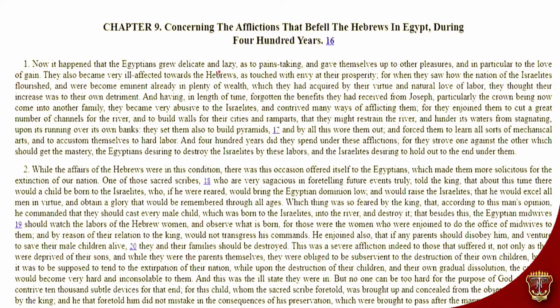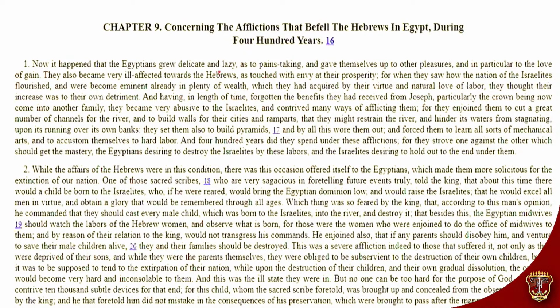Read on. But as it was supposed to tend to the extirpation of their nation, while upon the destruction of their children. So it said this was all done to try to expire the nation. The extirpation means to destroy the people, right, Reed? And their own gradual dissolution, the calamity would become very hard and inconsolable to them. And this was the ill state they were in.